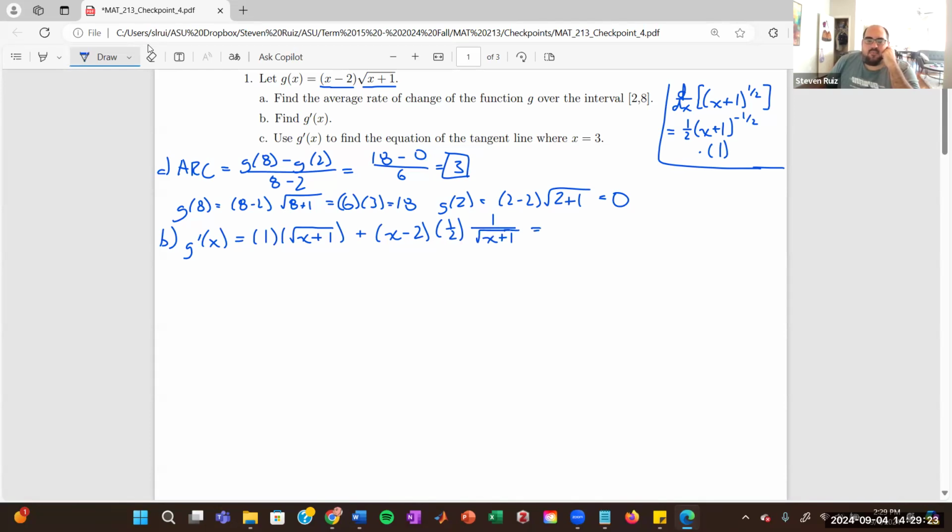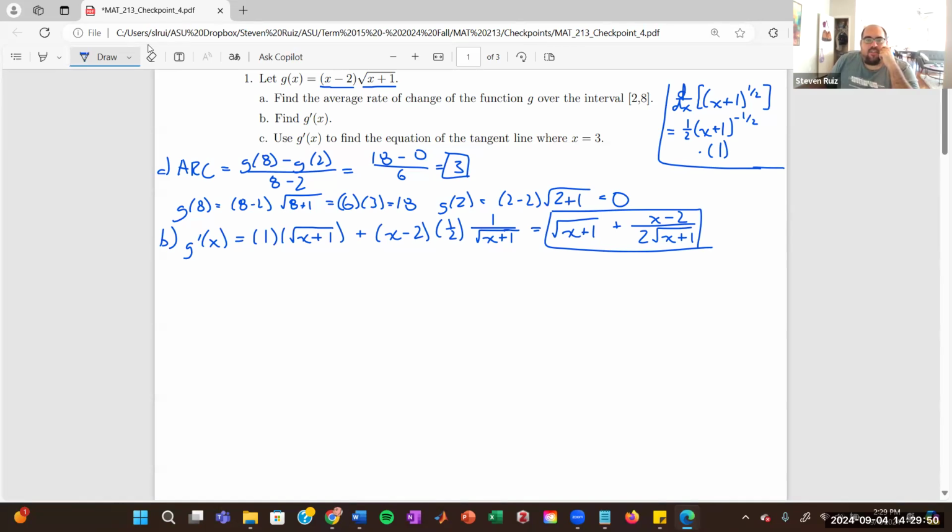So let's clean this up a little bit. This is going to be the square root of x plus 1 plus x minus 2 over 2 radical x plus 1. So this is a good expression for our derivative. Yours might not be as simplified as mine, or you might have simplified in a different way, but I think anything equivalent to this is fine.